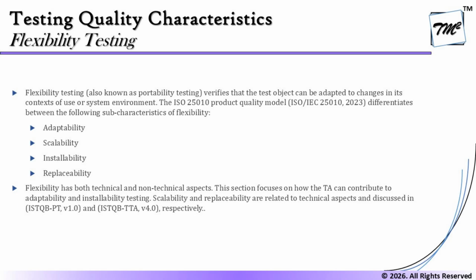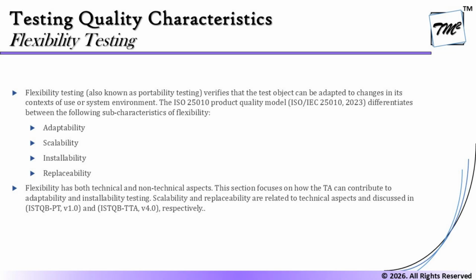First of all, defining flexibility testing, of course, it's also known as portability testing, which verifies that the test object can be adapted to changes in its context of use or system environment. Now, as per ISO 25010, the product quality model differentiates between the following sub-characteristics, which simply represent the sub-characteristics of flexibility that we measure as a part of it. We have adaptability, scalability, installability, and replaceability.